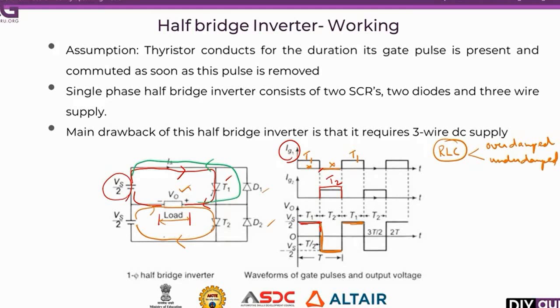Also here, current will be flowing from the load to the source in this direction. So these two diodes are called feedback diodes, mainly used for protection when we are using different types of loads, heavy loads. This is about the working of the half-bridge inverter.